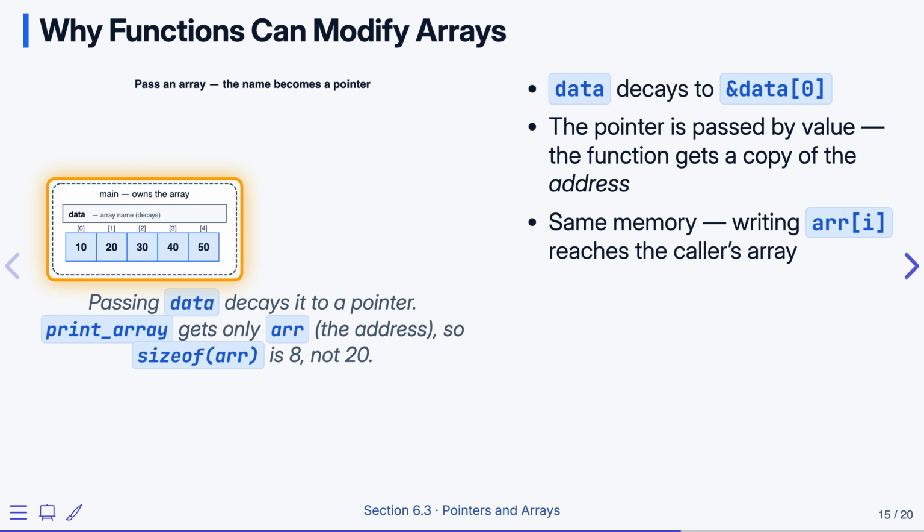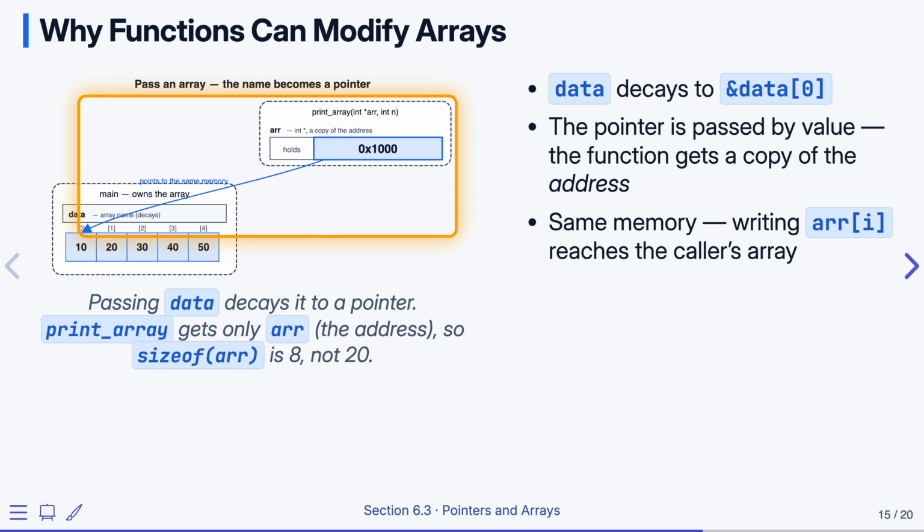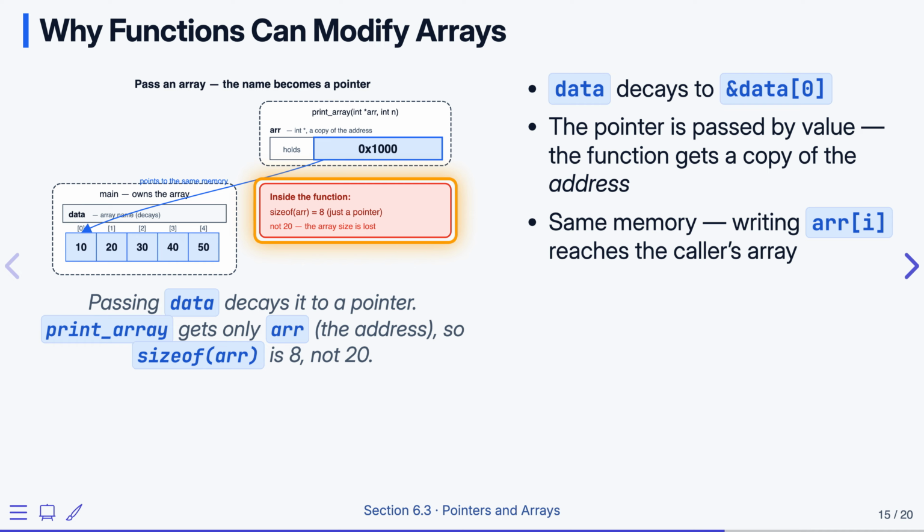This is main. It owns the array called data. 5 values, 10, 20, 30, 40, 50. This is the real memory. Now we call print array with data. The array name decays to a pointer. The function receives only R. It holds the same address, 0x1000. The blue arrow shows R points to the very same memory as data. But something is lost. Inside the function, sizeof R is only 8 bytes, the size of a pointer. It is not 20. The array size is gone. That is why you always pass the length as a separate parameter.